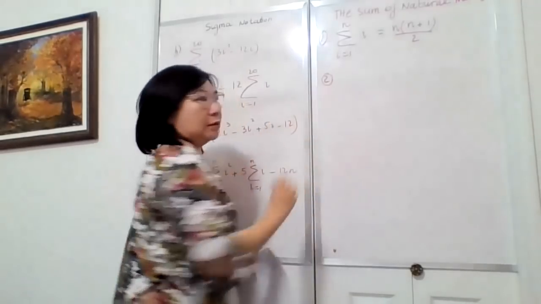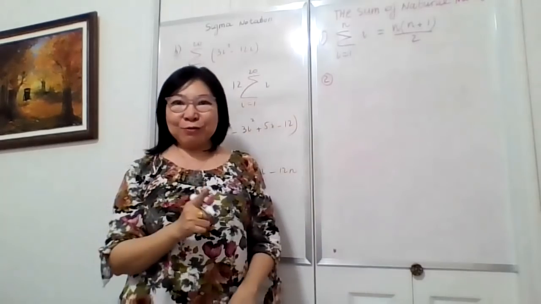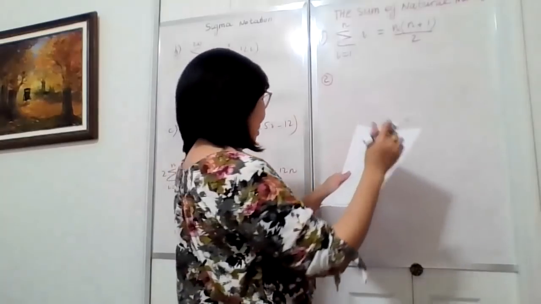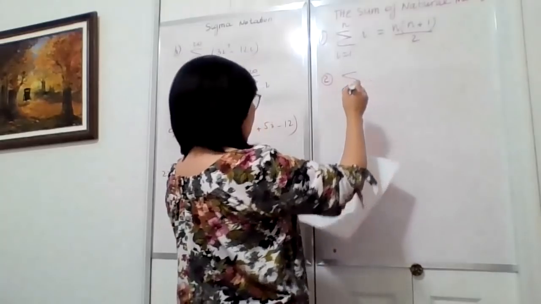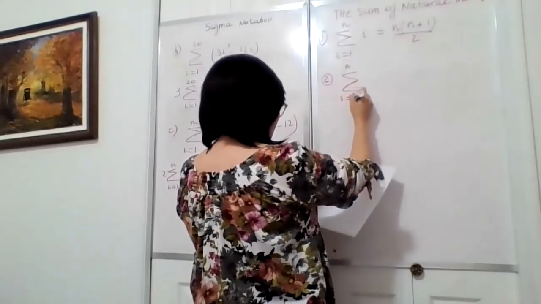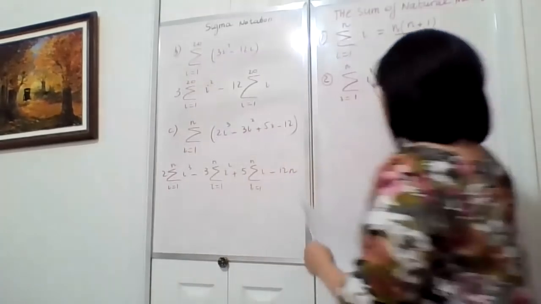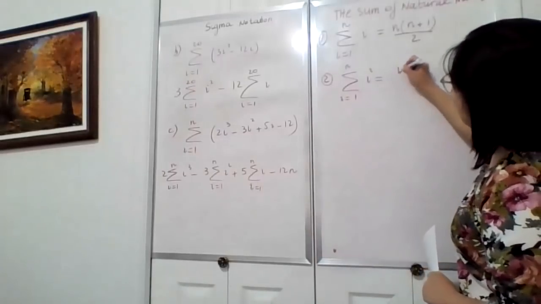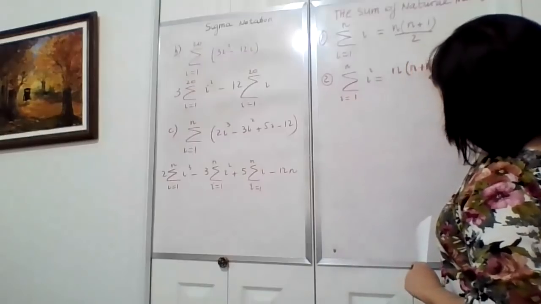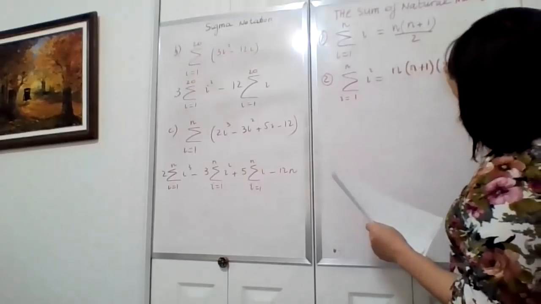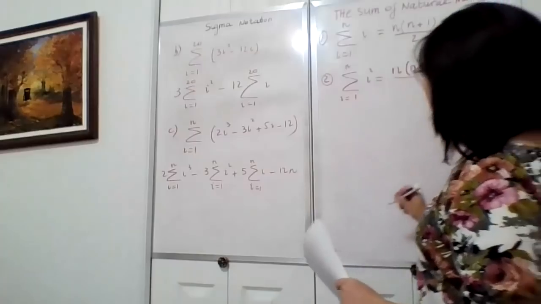We have the second one. I just introduced you to the first one, right? Now I'm going to introduce you to the second one. It's going to be fun. So the sum from i equals 1 to n of i squared will become n times (n plus 1) times (2n plus 1), all of this divided by 6.